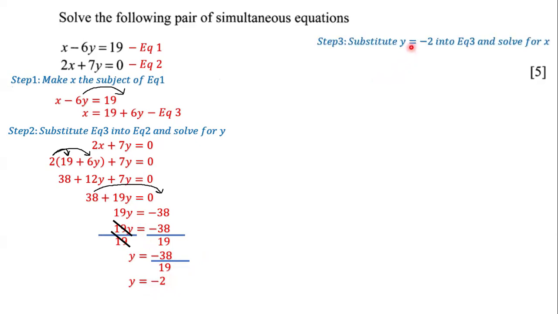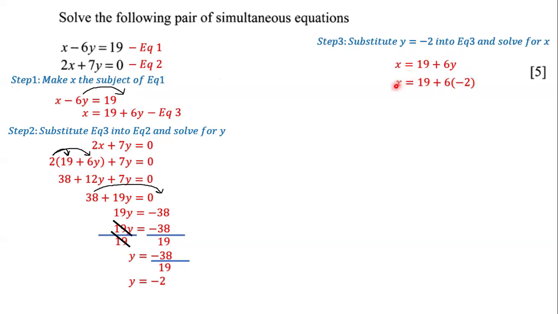Next, since we already know what y is, we have to take our value for y and substitute it into equation 3 and then solve for x. And so what is equation 3? Well, equation 3 is x is equal to 19 plus 6y. And so what we're going to do is take y is equal to negative 2 and substitute that into this equation. Remember, y is equal to negative 2. So wherever we see y, we're going to put negative 2. And so we have y here, and so we put negative 2 here.